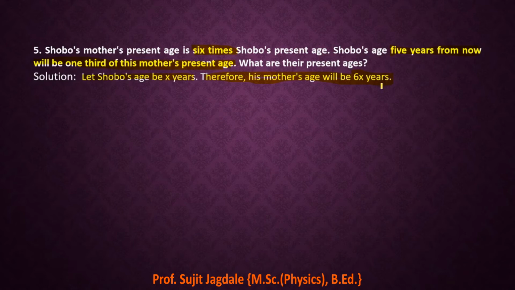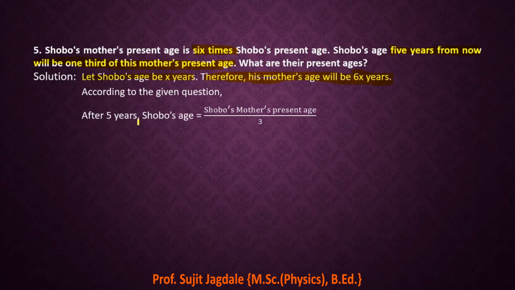So 6x is the present age of Shobho's mother and x is the present age of Shobho. Now according to the given question, we have to consider after 5 years. So after 5 years, Shobho's age is Shobho's mother's present age divided by 3. That means 1/3 means we have to divide it by 3. So therefore we get x plus 5 is equal to 6x upon 3. Why have we added this 5? Because we have to consider after 5 years.